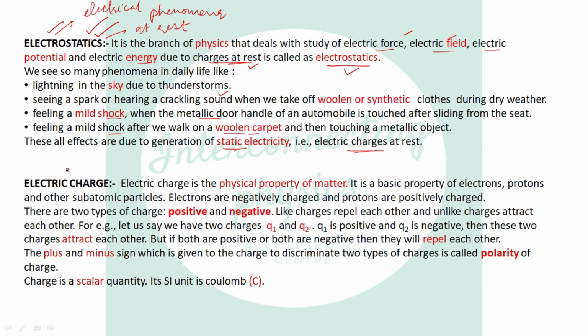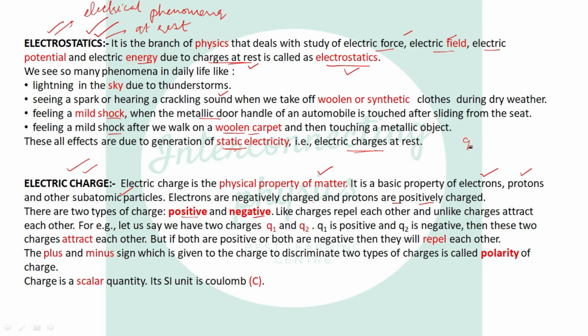Now let's discuss electric charge. Electric charge is the physical property of matter. It is also the basic property of electrons, protons and subatomic particles. I have made a separate video on electric charge. You can click on the i button and watch that video. Electrons are negatively charged and protons are positively charged. There are two types of charges, positive and negative.